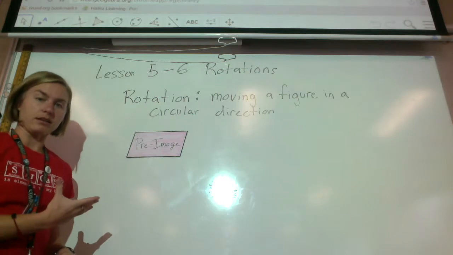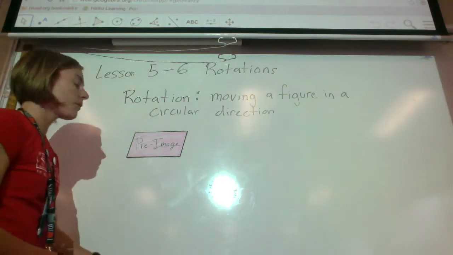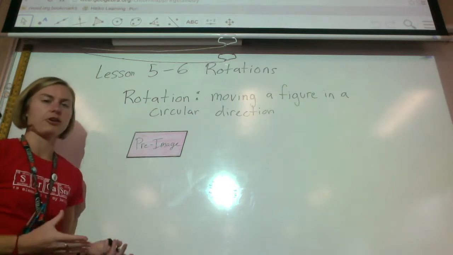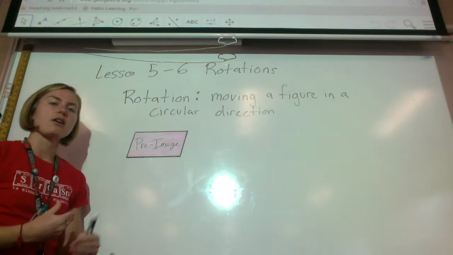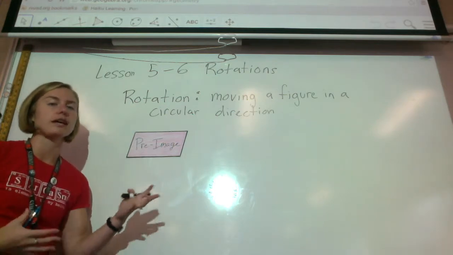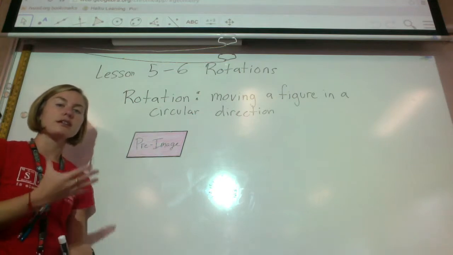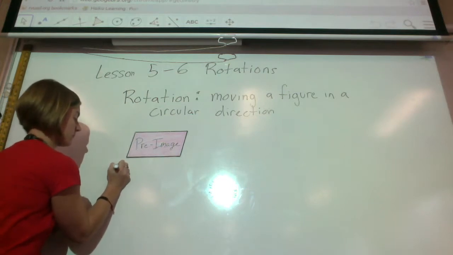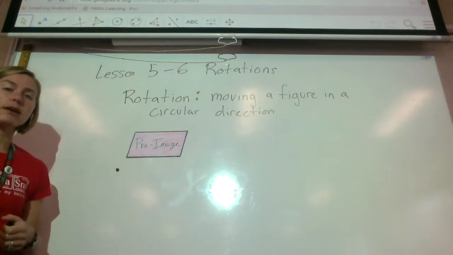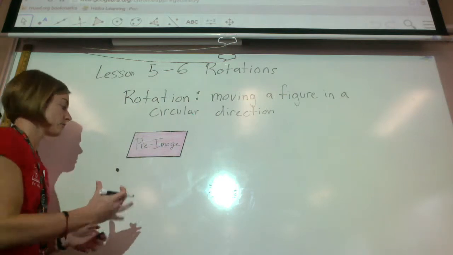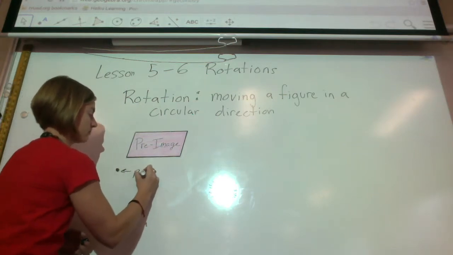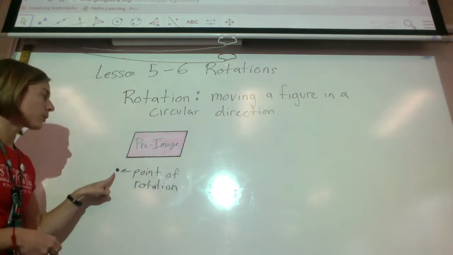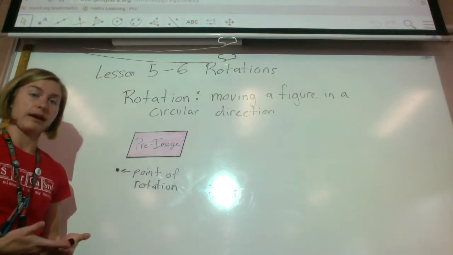If this is my starting image, this is my pre-image, and I want to rotate it, we need something else in order to decide where we're going to rotate it, because there are so many ways that we could rotate this. Just like how there is a vector for translation and a line of symmetry for reflection, there is a point of rotation for rotation. You just need some point that says, this is where I'm going to rotate it around. So this is the point where we can rotate this pre-image around.